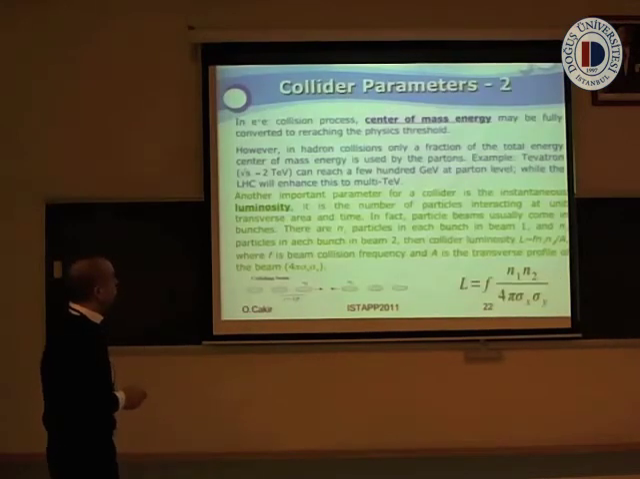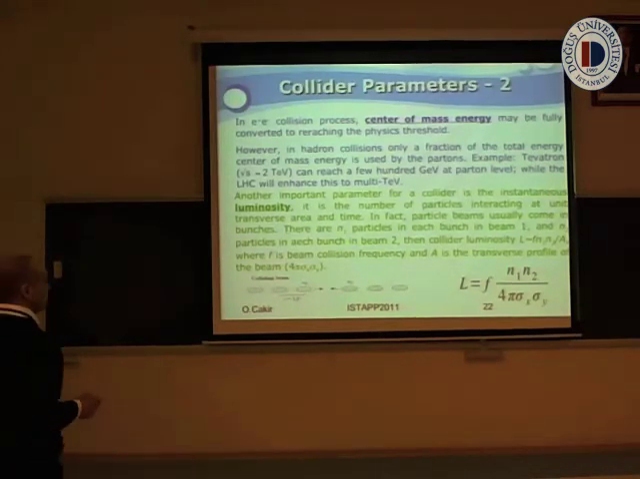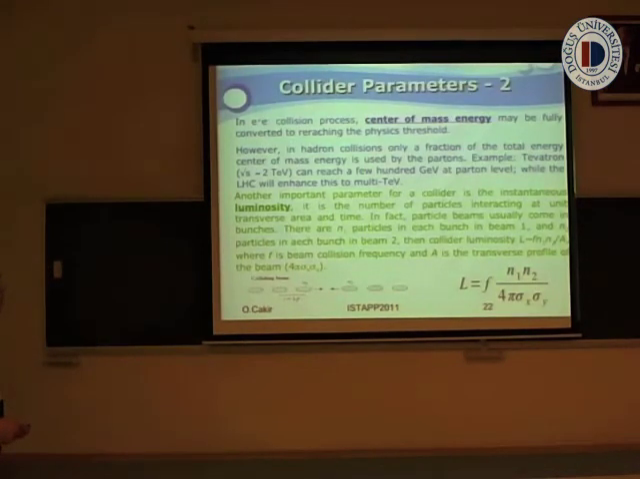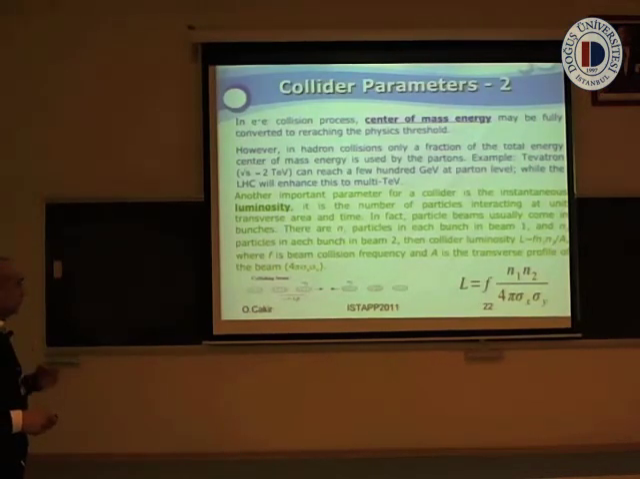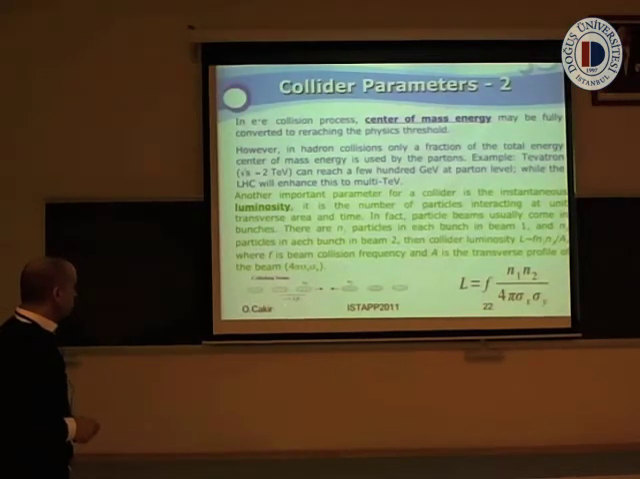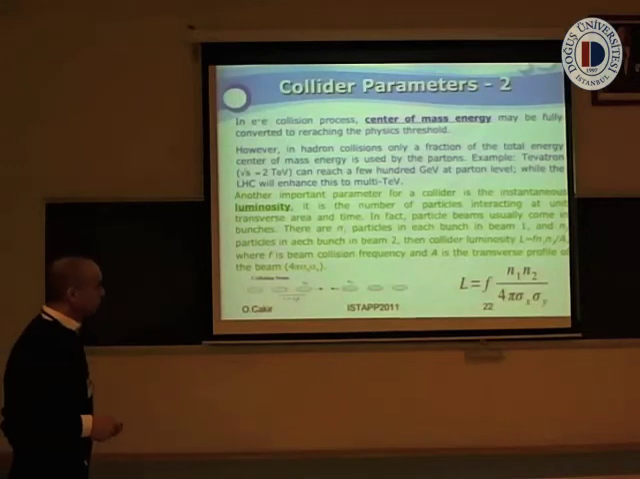Okay, another important parameter is the luminosity, which is the number of particles interacting at a point, for example, per unit transverse area and time. In fact, particle beams come in a bunched structure, as seen here. For example, this is one bunch, and another bunch, and another bunch. There are N1 particles in one bunch and N2 particles in another bunch. They collide. So we can calculate the luminosity by using this formula.